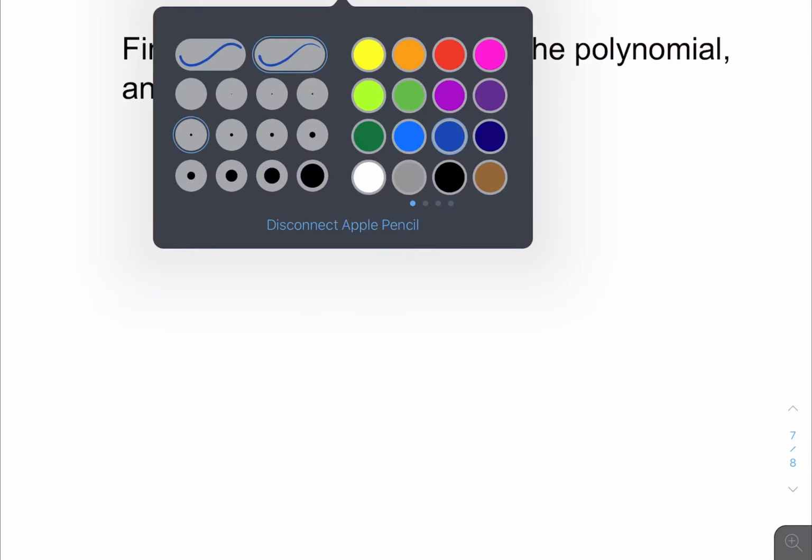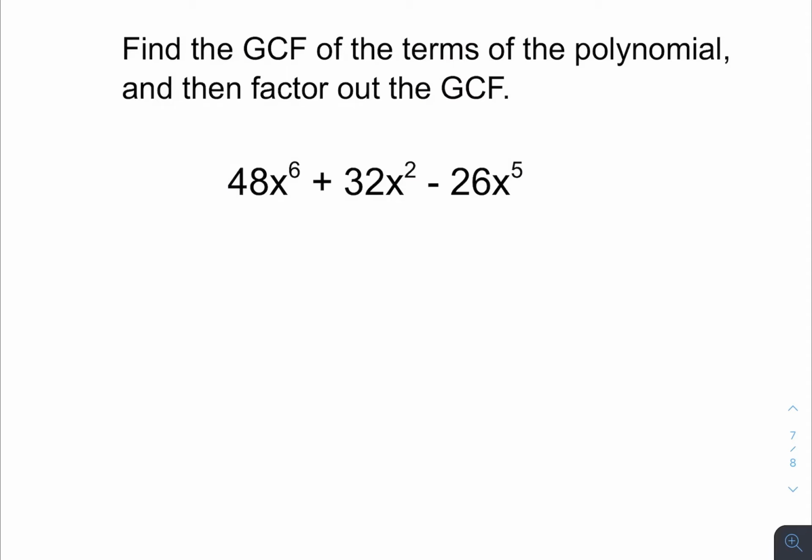So the last problem here today is to factor out the GCF. What we're going to focus on first is the numerical values. If we look at 48, 32, and 26, we have to think to ourselves, okay, what are they all divisible by? We know they're all divisible by 2. So we can start with that. We can look, okay, are they divisible by 4, things like that.